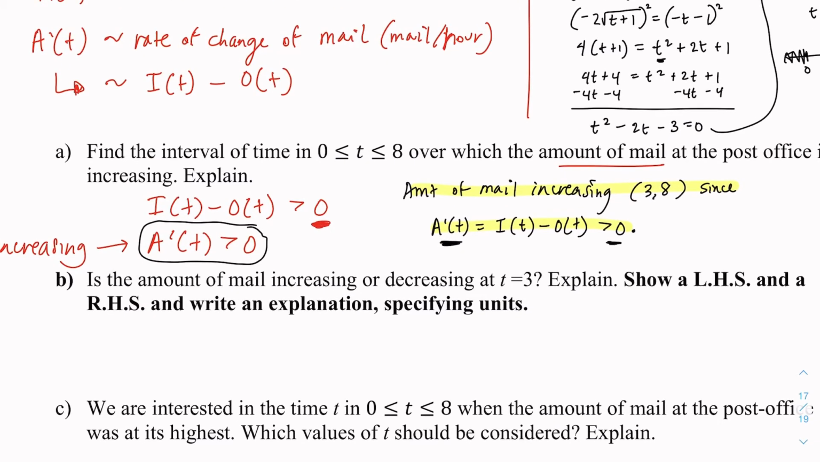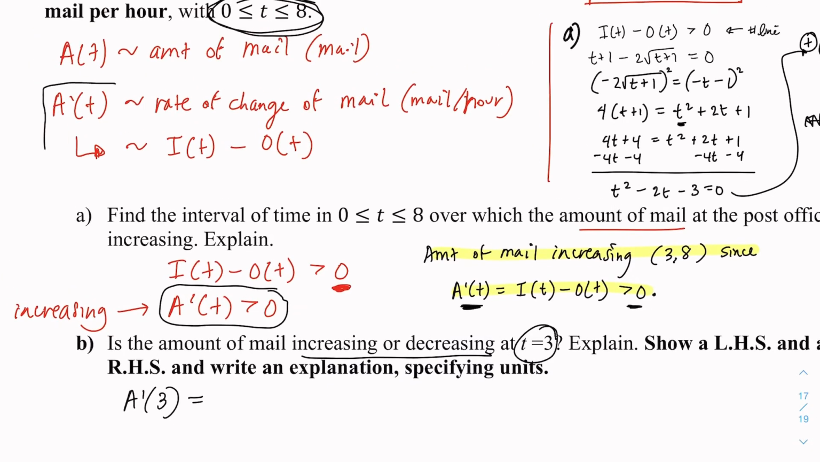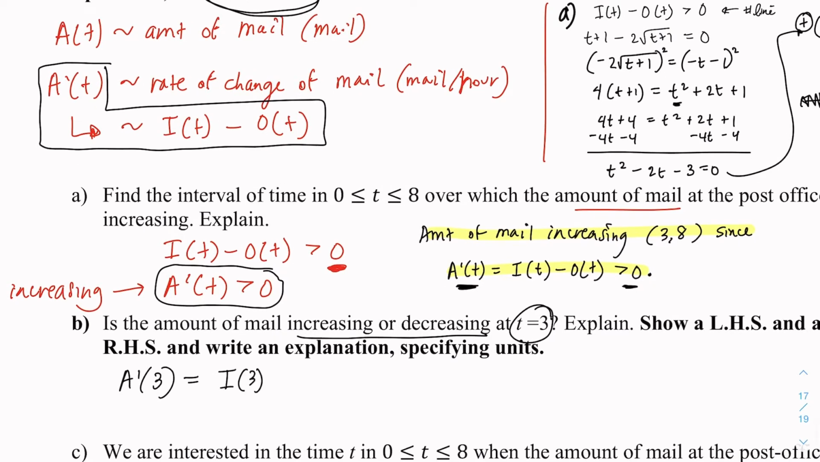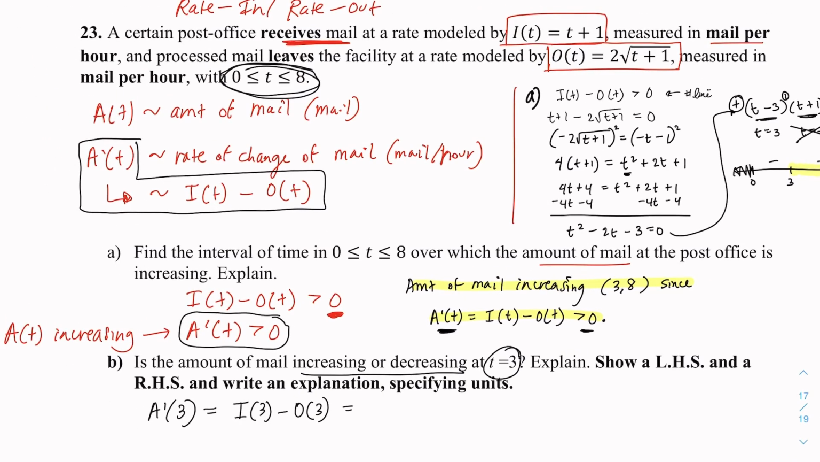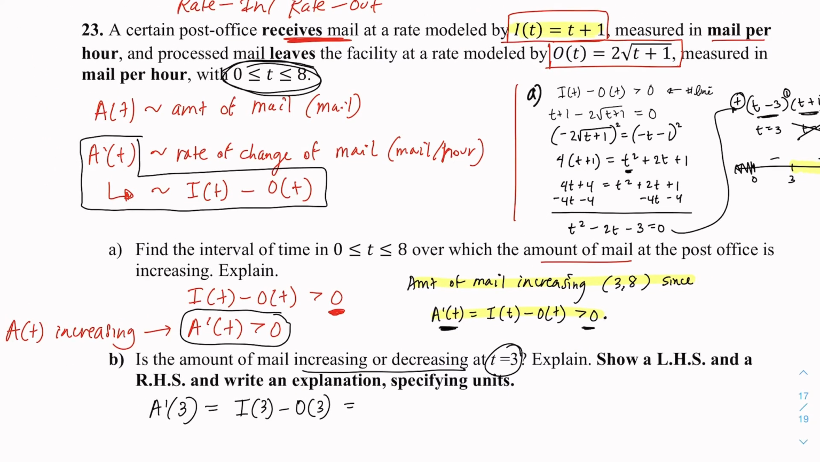If I want to know if it's increasing or decreasing, I need to deal with the derivative, and I specifically want it at time 3, so I'll evaluate A prime of 3. Well, A prime we defined as incoming minus outgoing. So we're going to do I of 3 minus O of 3, and we'll just plug it right in. I of 3, looking up here, is 3 plus 1, which is 4, minus. Now O of 3 is going to be the square root of 3 plus 1, so the square root of 4, which is 2, times 2, which is 4.